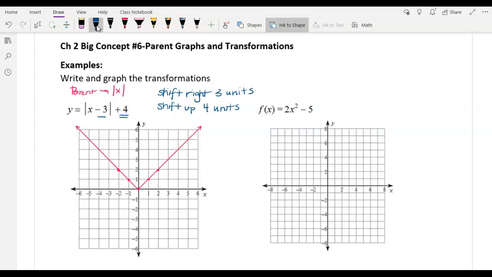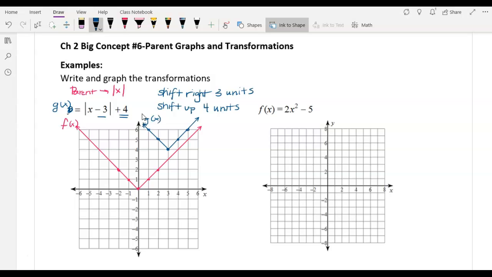So starting from 0, 0, 1, 2, 3, 1, 2, 3, 4. And then when I move the rest of them, they follow suit. And just to show you, 1, 2, 3, 1, 2, 3, 4. And then I draw my distinct V shape once again. So here we have our parent function, we'll call f of x, and our child we'll call g of x right here.